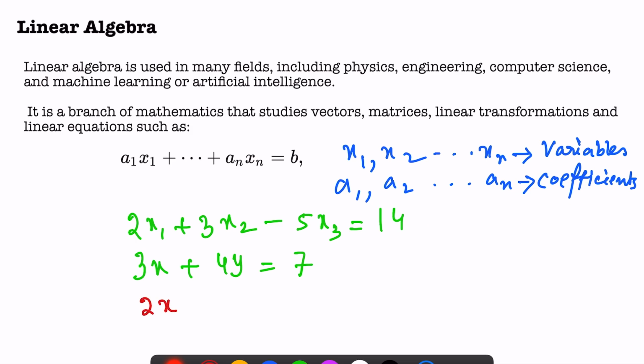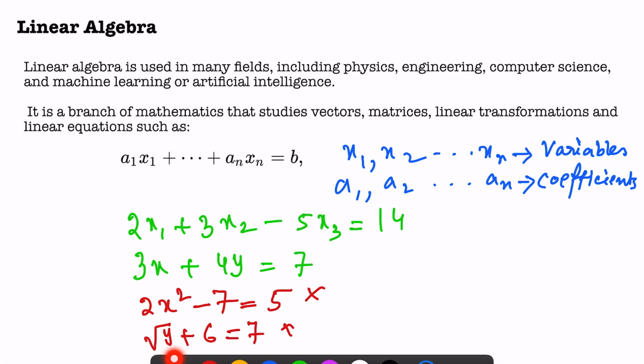But 2x square minus 7 equals 5. This is not a linear equation because the power of this variable x is 2. It should always be 1 for linear equations. And let's see one more example. Square root of y plus 6 equals 7. This is also not a linear equation because the power of the variable y is half.